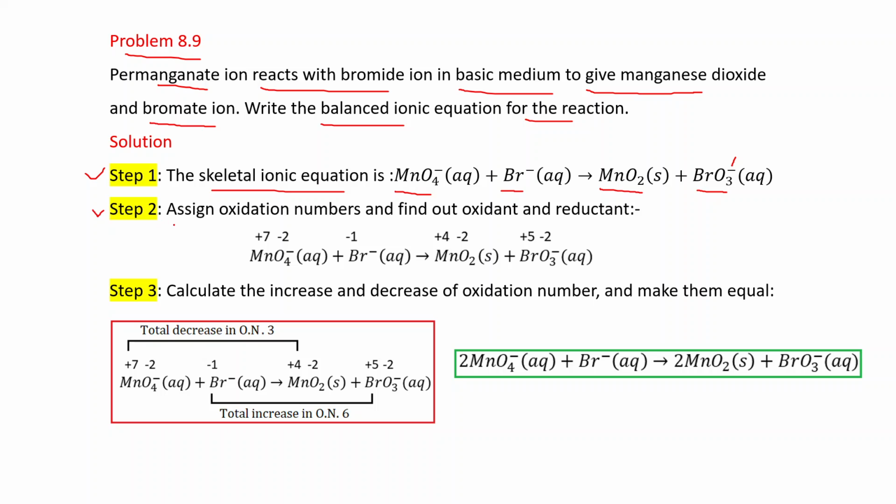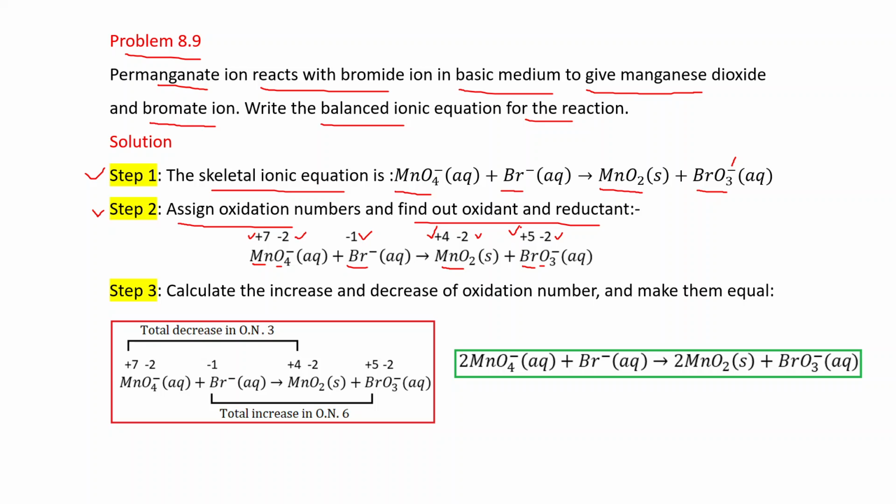Now step 2. Assign oxidation number and find out oxidant and reductant. So for MnO4 minus, the oxidation number of oxygen is minus 2, and if we calculate for Mn, it will come plus 7. For Br minus, oxidation number is minus 1. For MnO2, oxidation number of oxygen is minus 2, and on calculation we will get oxidation number of Mn is plus 4. For BrO3 minus, oxidation number of oxygen is minus 2, and after calculation we will get for Br, it will come plus 5.